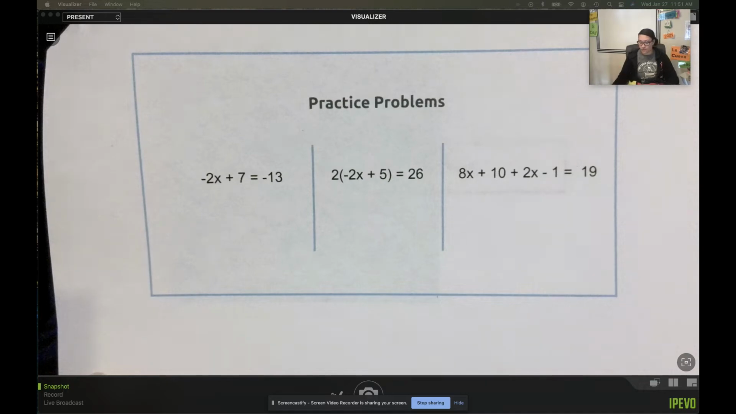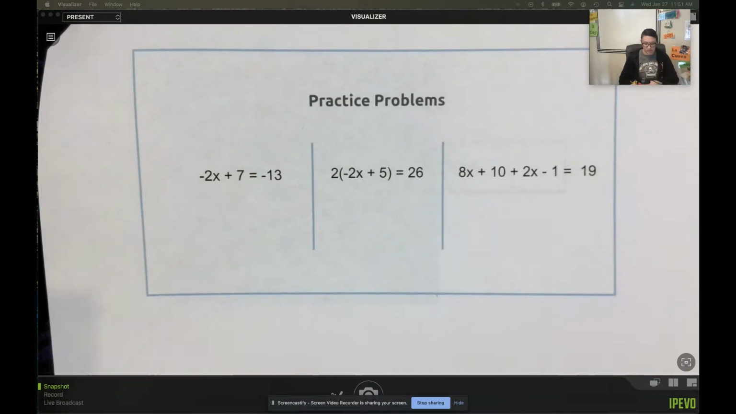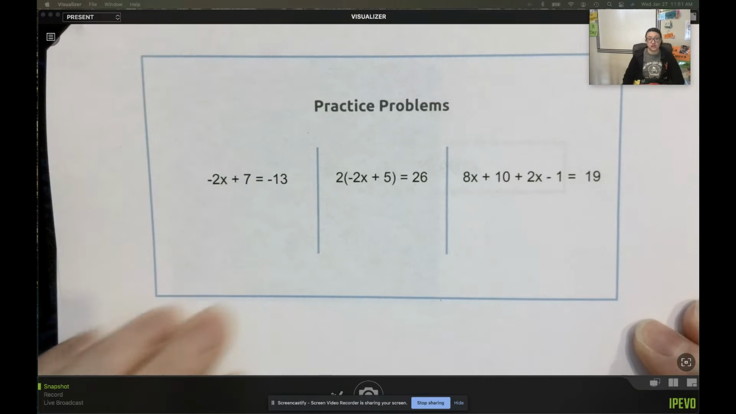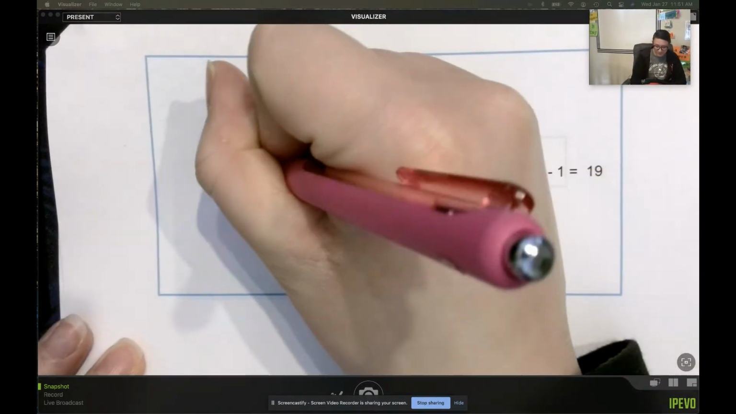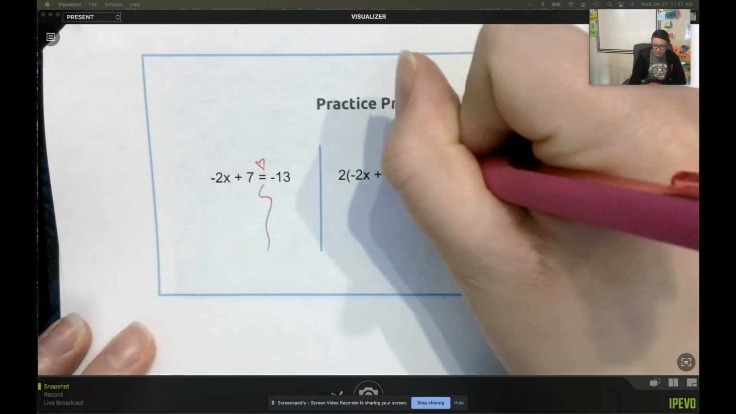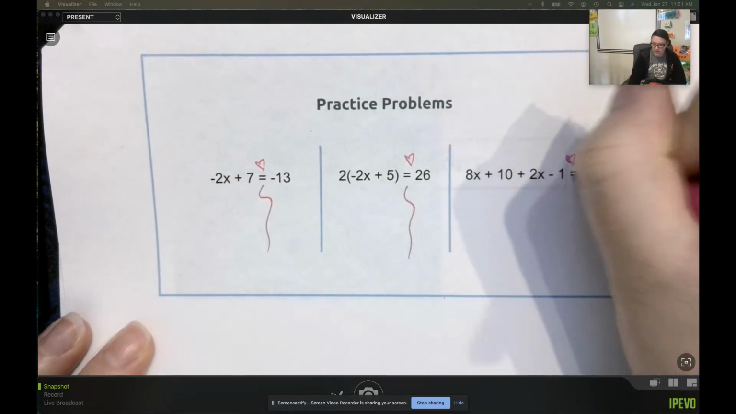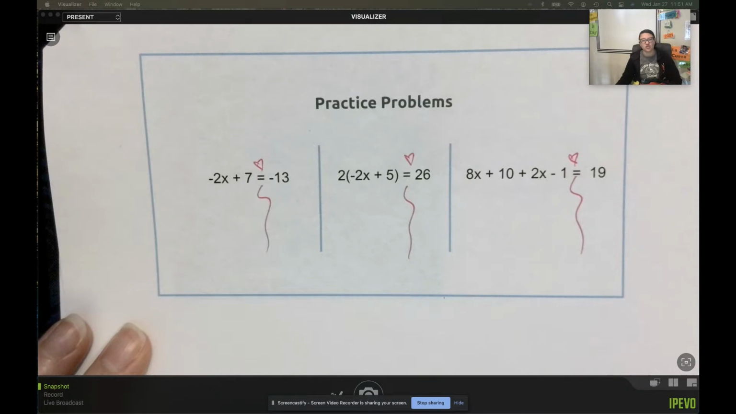All right, let's do a few practice problems. The steps aren't there anymore, so hopefully you remember. What's the first thing I want to do? My river of love. I'm just going to do them to all of them real quick because that's so fun. Then we can get into the real steps.